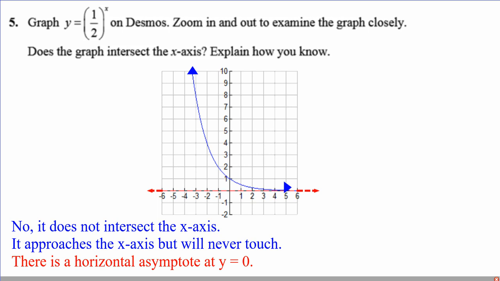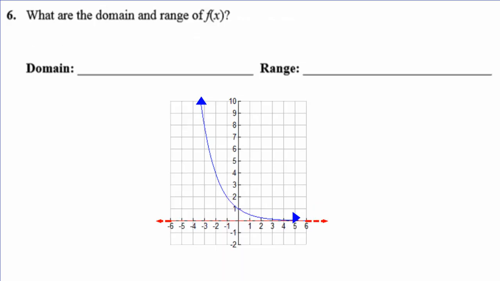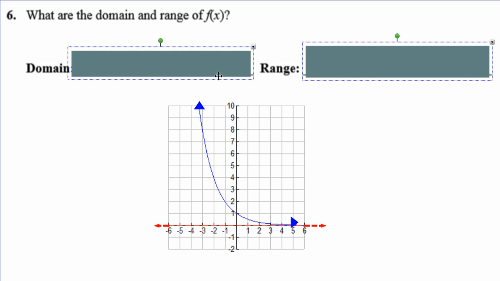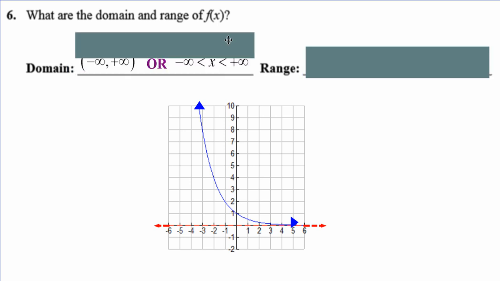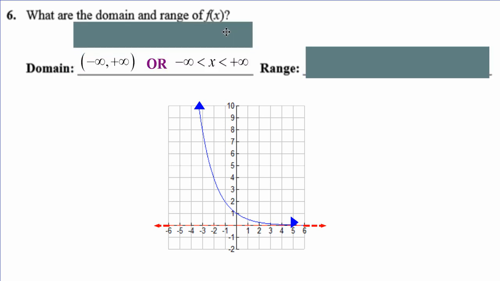So again, can we write our domain and range? Domain is a set of all the x values being used. So as we look at our graph, we can see there are no restrictions on the x's. So we could write that as negative infinity to positive infinity inside our parentheses, or x is greater than negative infinity or less than positive infinity.